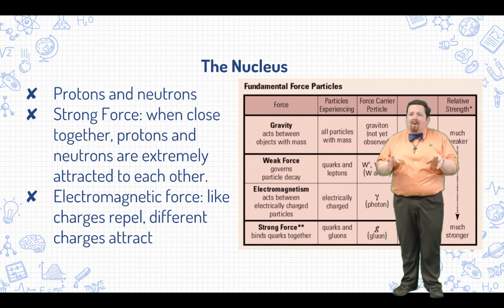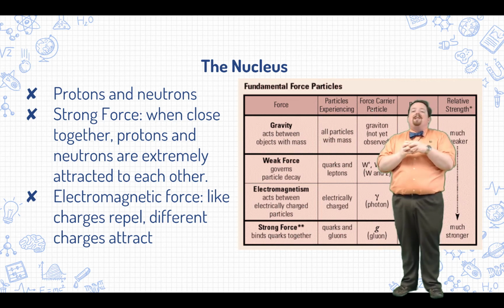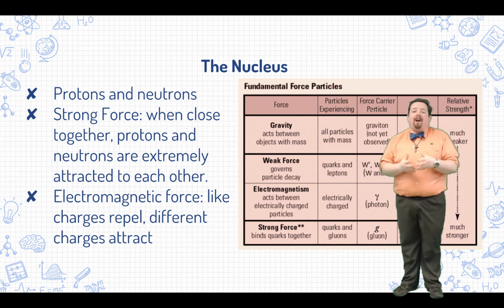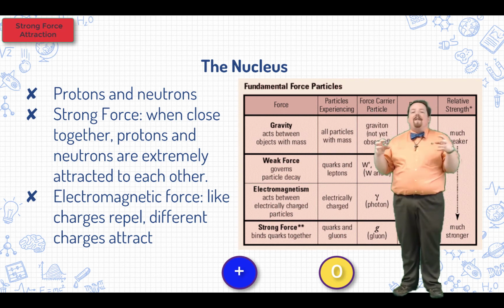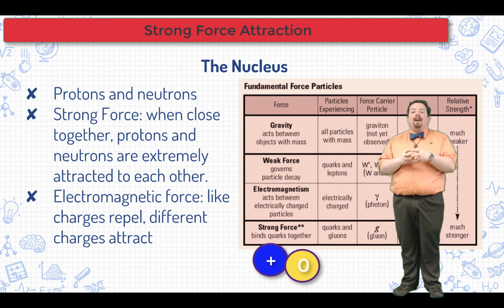That strong force only works when the particles are very close together. And that force deals with particles that are even smaller than our protons and neutrons within the nucleus. Inside the protons and neutrons are things that we call quarks. When a proton and a neutron get very close together, the strong force causes a very high attraction between the quarks in the protons and the neutrons.